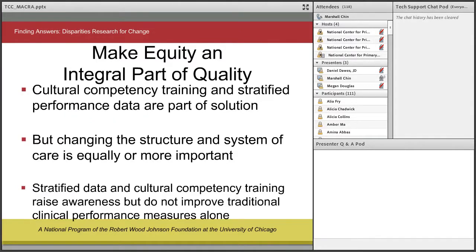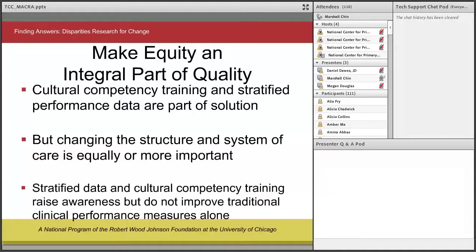So first, a couple points about elements that a lot of people tend to concentrate on, which are helpful but insufficient alone. And that's cultural competency training and stratified performance data being part of the solution, but not the whole solution. And by stratified performance data, I mean taking quality measures and then stratifying by factors such as the race, ethnicity of a patient, or their socioeconomic status.